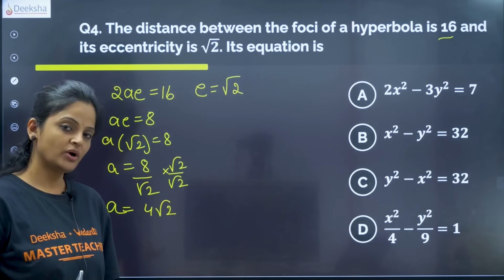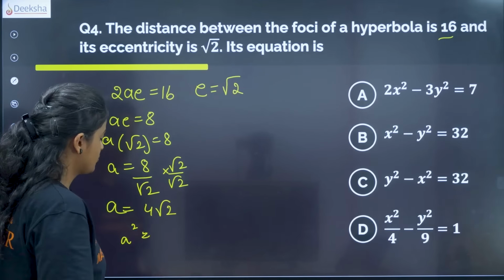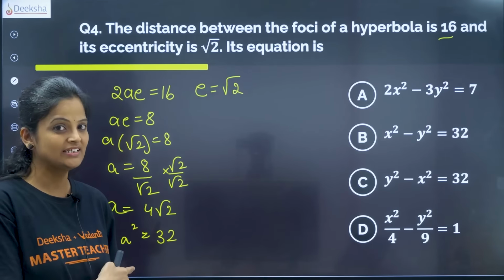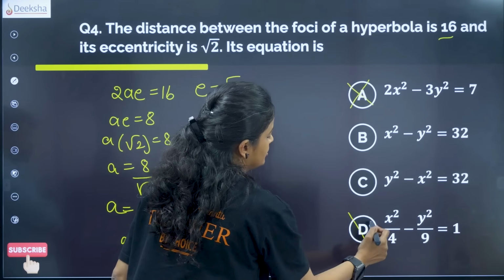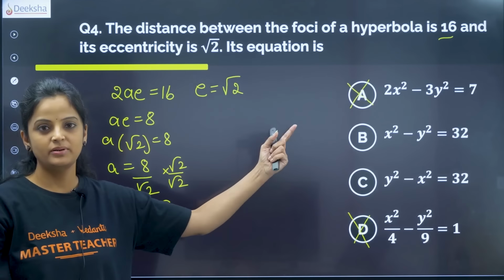Okay, do I need A? No, I need A square. A square, 16 and 2, so A square is giving you 32. The minute you see this answer, we can understand that we can rule out options. Definitely the answer has to be one of these, B or C.